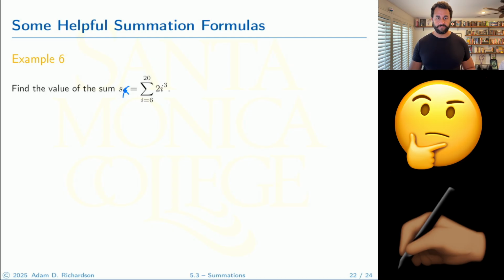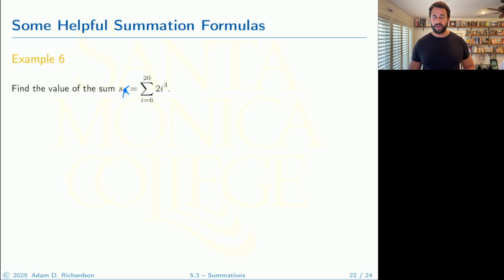All right. Okay, here we go. So, a couple of things I noticed right off the bat. First thing, the index is not starting at 1, it's starting at 6. The stopping index is 20. This looks like i cubed, so I can use that sum of cubes formula, or I mean the sum of the first n cubes summation formula. There's a common factor of 2 that I could pull out, but the main thing here is the index does not start at 1. And that's an important point because if the index does not start at 1, then we can't use those helpful summation formulas.